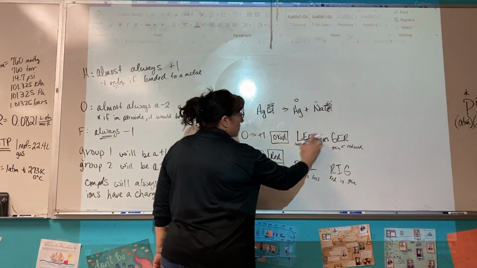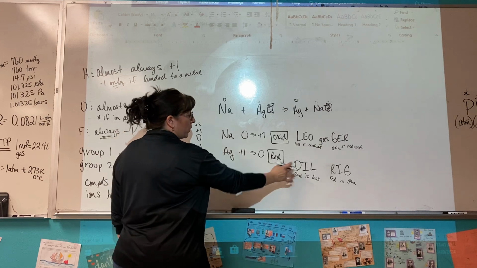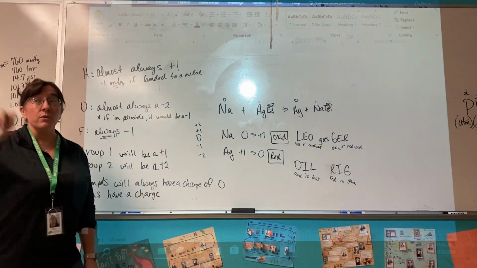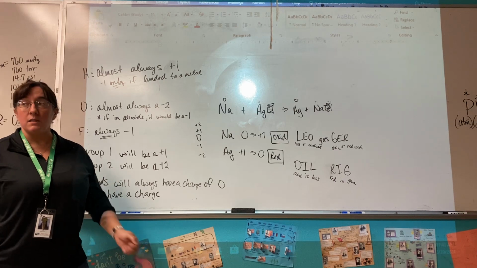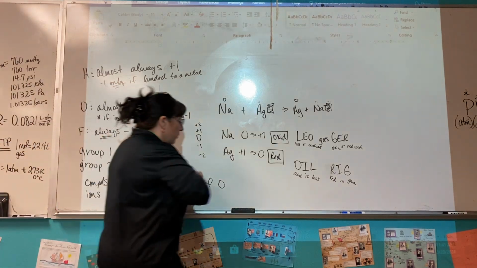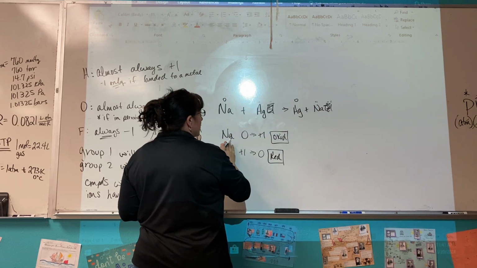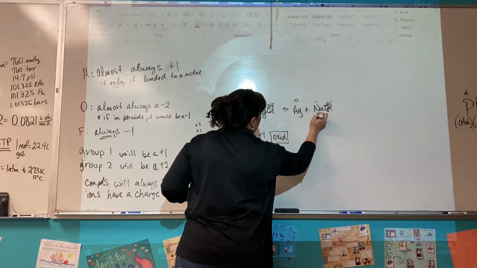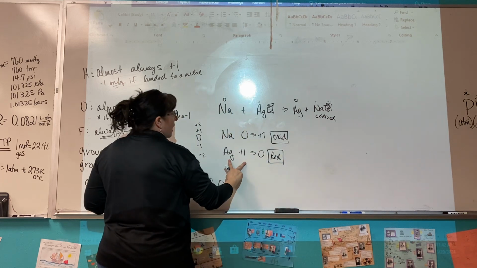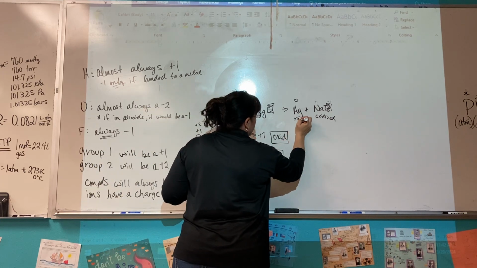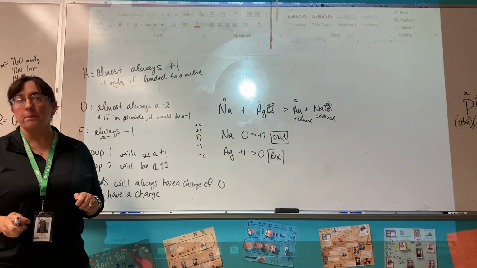So that's why I like to use Leo the lion goes grr, and I'll write that at the very top of my paper still to this day. I don't use OIL RIG as much. Now if you look, I've got both of those two signs in the very back of the classroom. They've been there all year long. You just have to know how to use it. So if sodium is what was oxidized, over here I can say sodium was oxidized, and silver is what was reduced. Is everybody good with that?